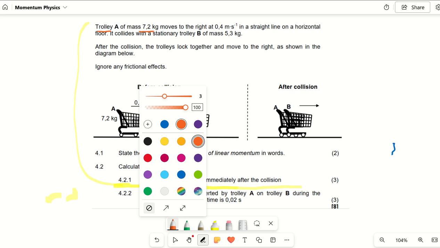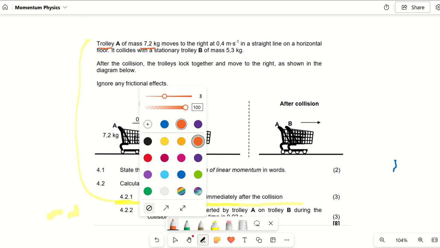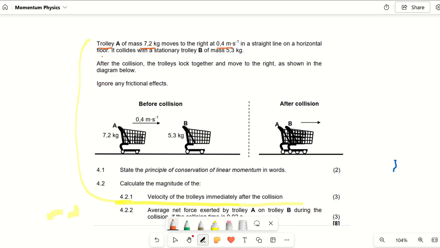Trolley A of mass 7.2 kg moves to the right at 0.4 meters per second in a straight line on a horizontal floor. So you just take this as mass 1 and this as velocity 1. It collides with a stationary trolley. Trolley B remains still, it's not moving. It collides with a stationary trolley B of mass 5.3 kg. So let's call this M2. Okay, sharp. So we need to understand the opening statement there.